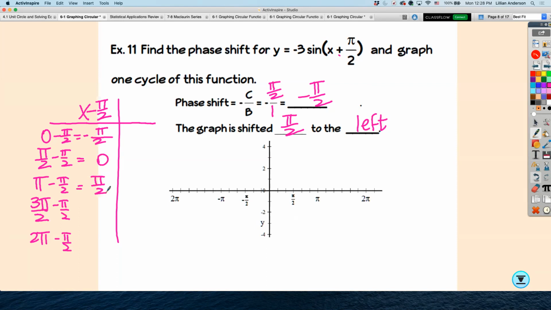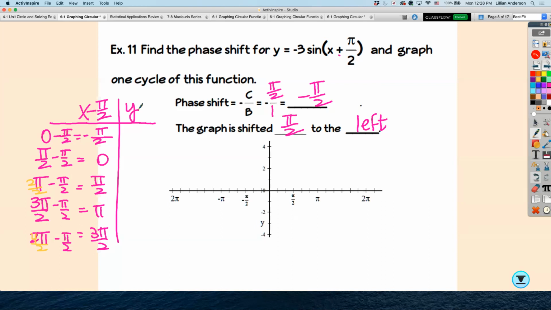Then pi over 2, because this is the same thing as saying 2 pi over 2, you know, common denominator. Just like this one's the same thing as saying 4 pi over 2. So I can subtract them. This one's going to be 2 pi over 2, which is just pi. And then this one's going to be 3 pi over 2. So as we can see, it's been shifted to the left.